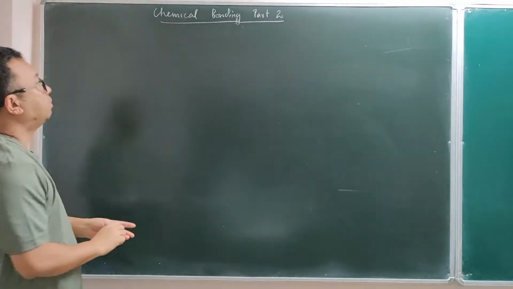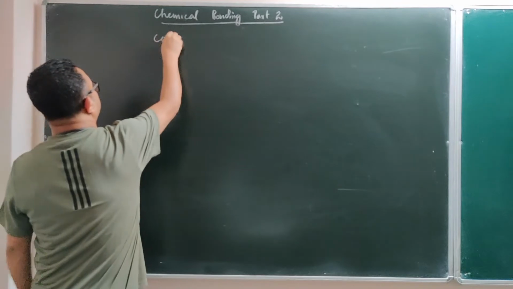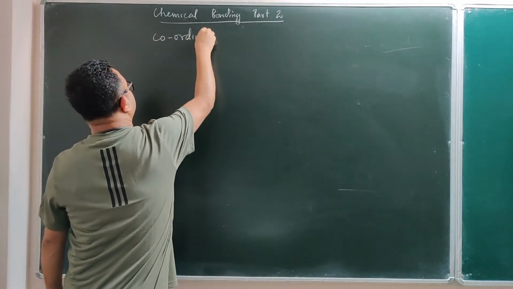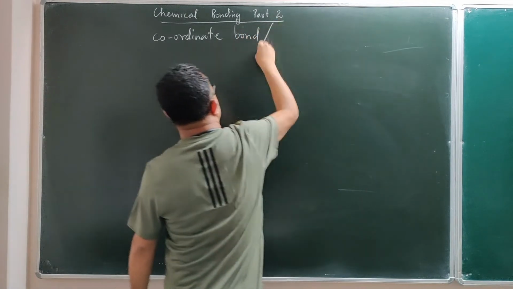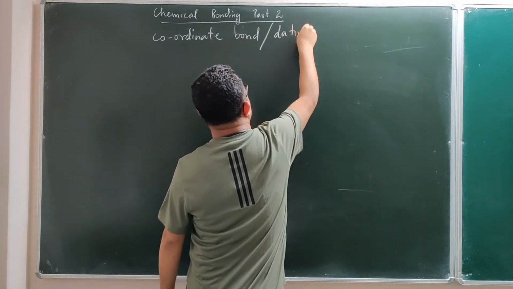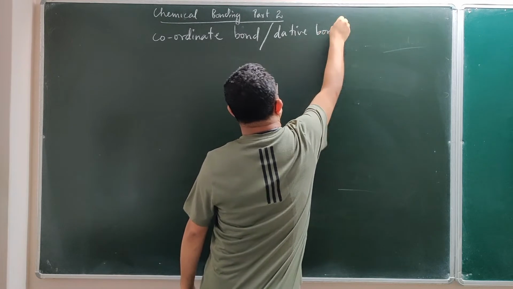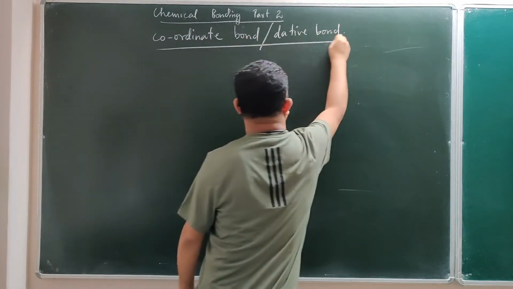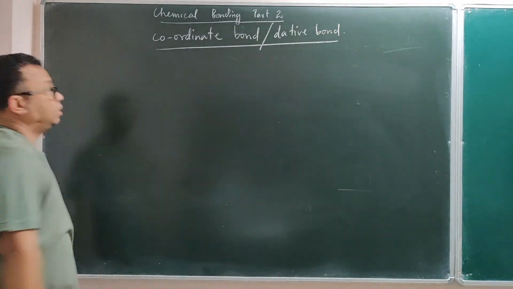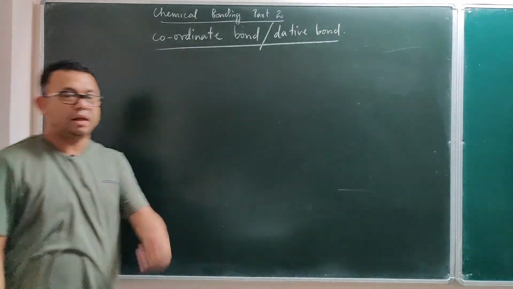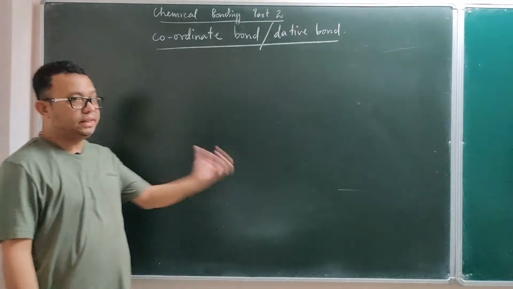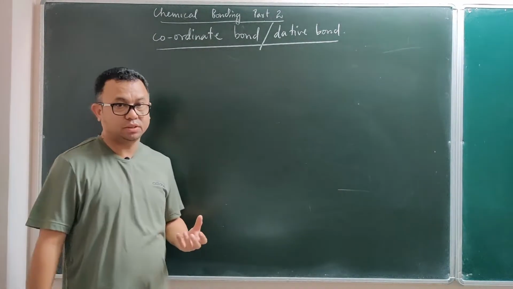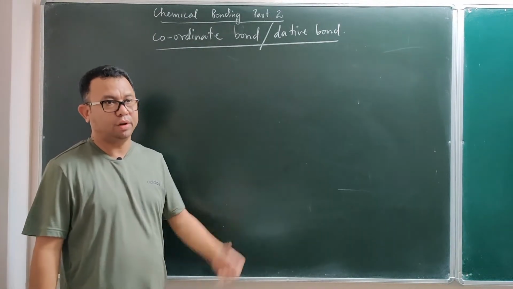And that third kind of bonding is called coordinate bond, also called dative bond. Now a coordinate bond is also a type of covalent bond, because here also sharing of electrons will take place, but the sharing of electron which is taking place is something which is a little different from covalent bond.